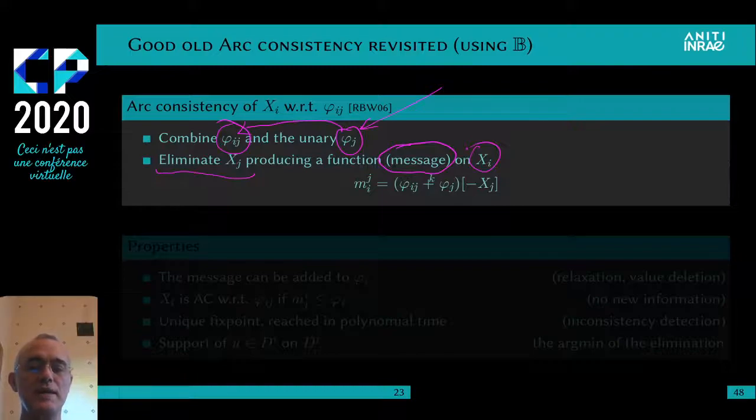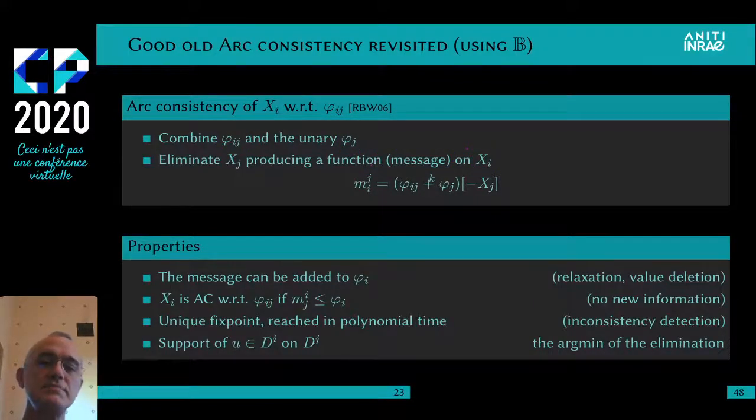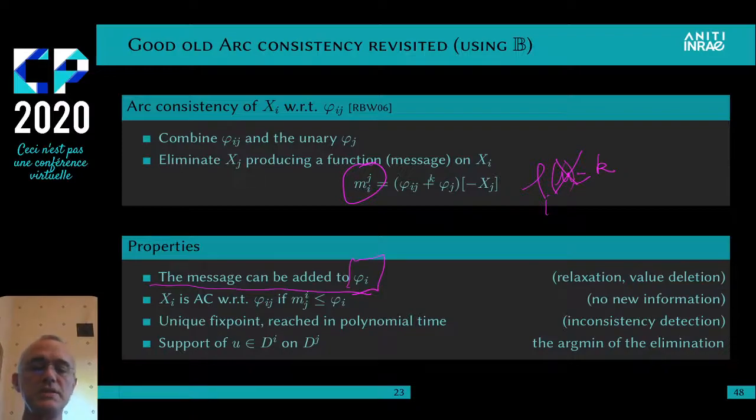the logical sense. And because it's implied, this message we can add it to the domain of the variable xi. That is, if we have proved, for example, that value u has cost k, we can delete the value u from the domain of xi. So this provides the usual arc consistency mechanism.